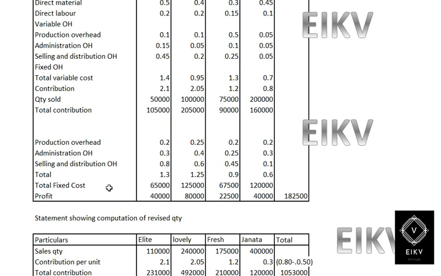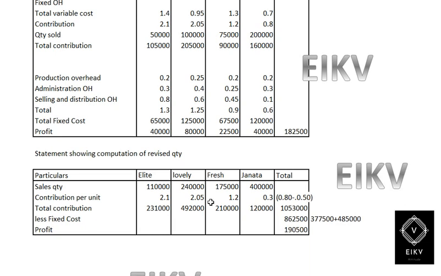After multiplying the fixed overhead with the quantity sold, we will get the total fixed cost, and when we deduct such total fixed cost from the contribution, we will get the profit as 40,000, 80,000, 22,500 and 40,000, which gives an overall profit of 1,82,500.